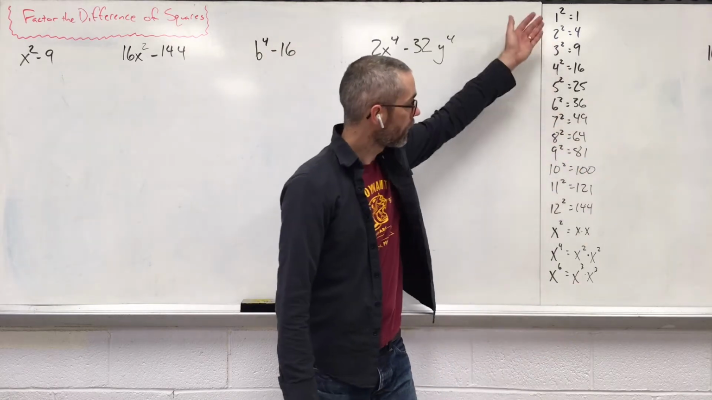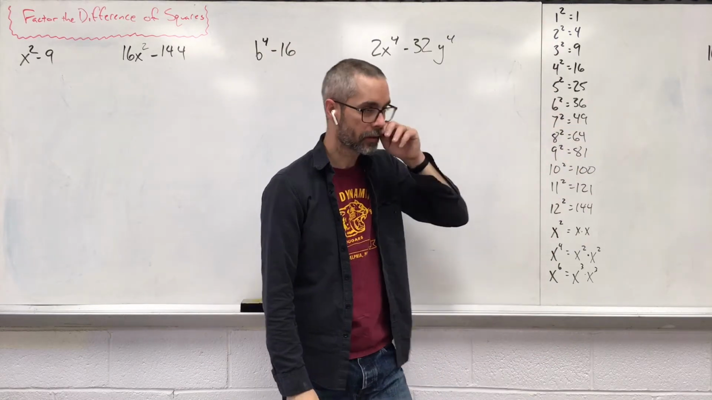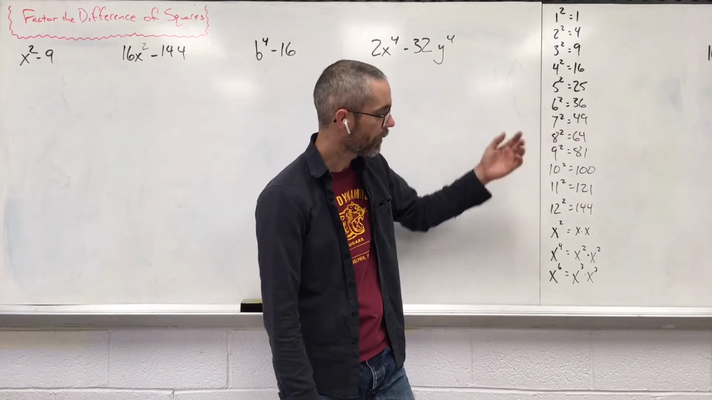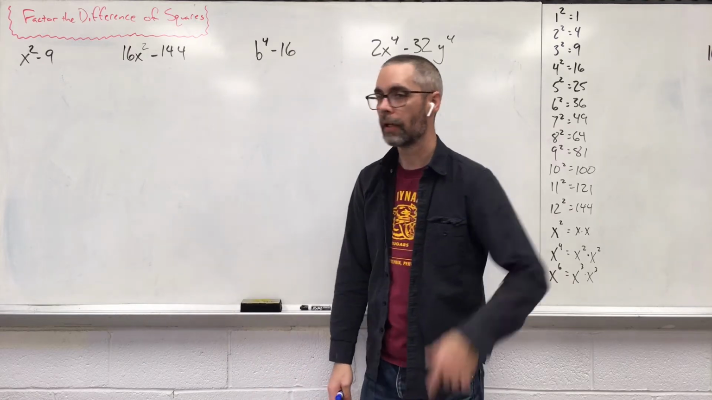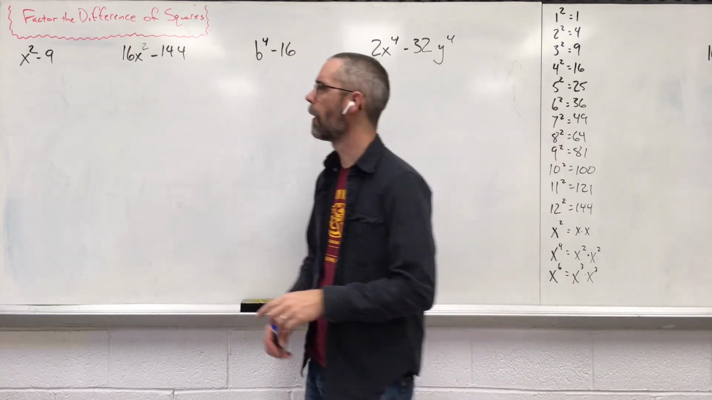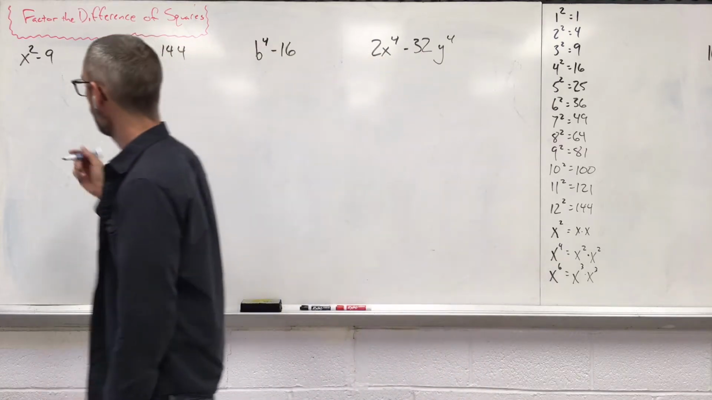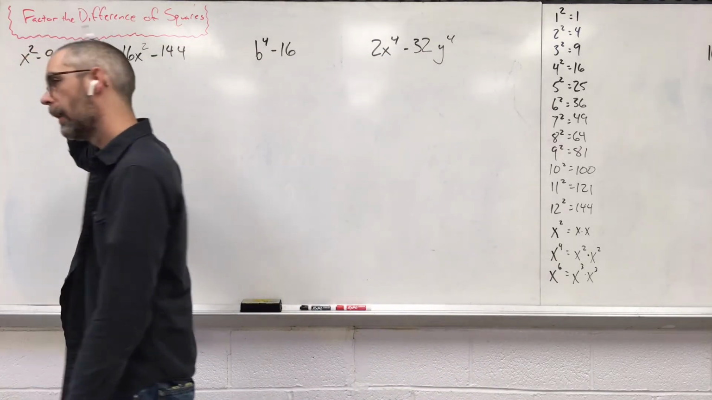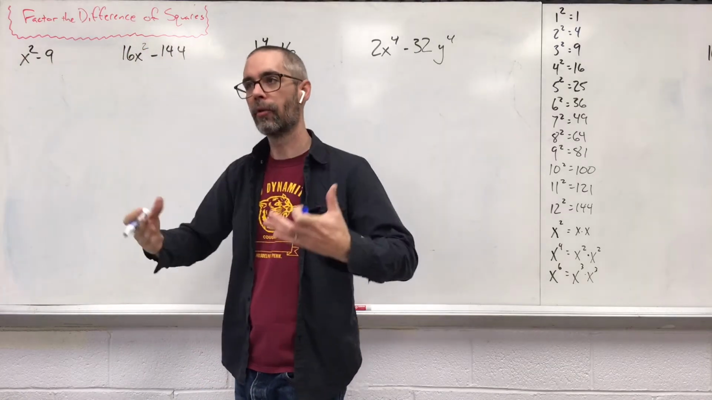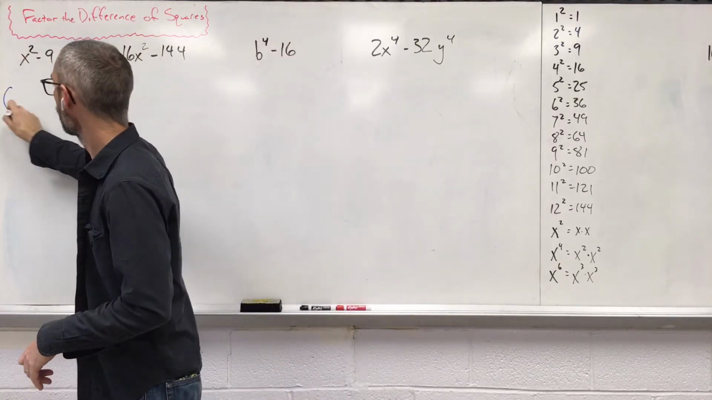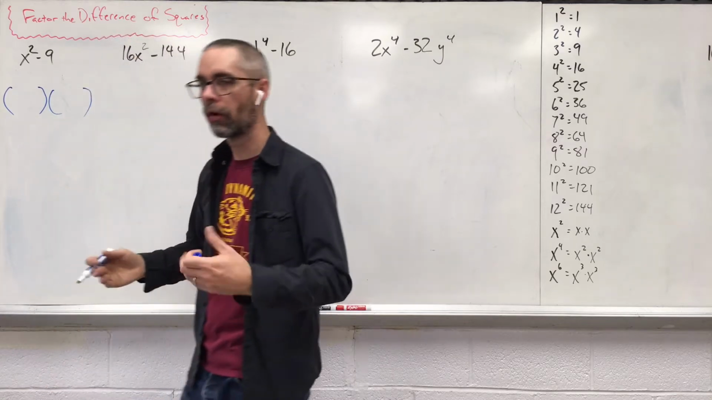So we need to keep in mind this list of perfect squares, not just stopping at 12 or 144, but it keeps going. So keeping those numbers in mind, when all that happens, I know that I can do this problem a certain way. What we do is come up with two parentheses.